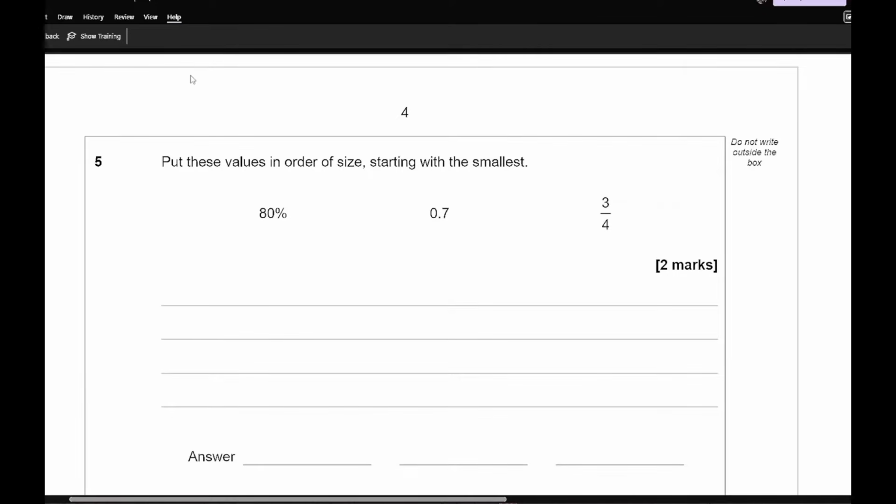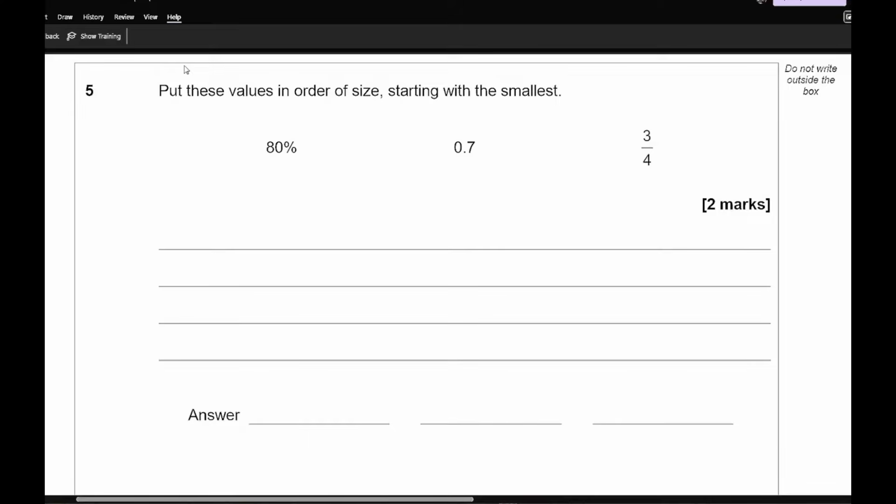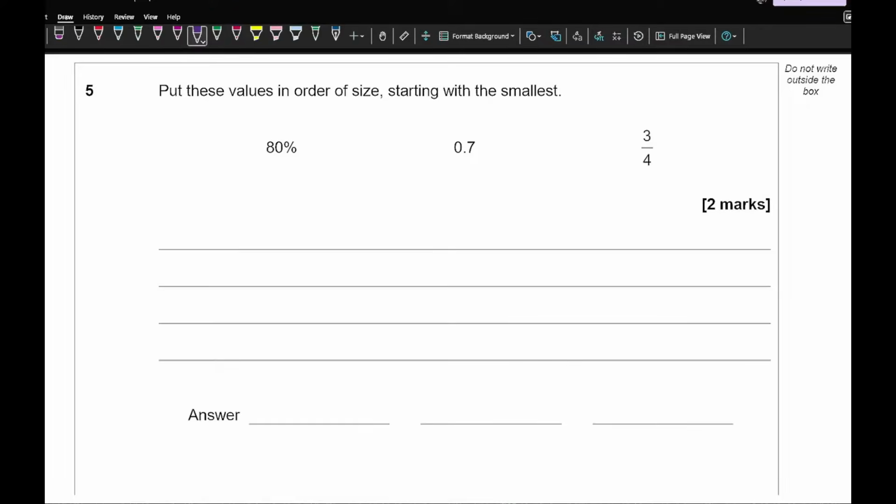Moving on to question 5, it says put these values in order of size starting with the smallest. Now when you come to ordering fractions, decimals and percentages, I always recommend students convert each of the 3 things into the same type: either all into decimals, all into fractions, or all into percentages. The easiest is to work them out as decimals. So 80% as a decimal is 0.8.